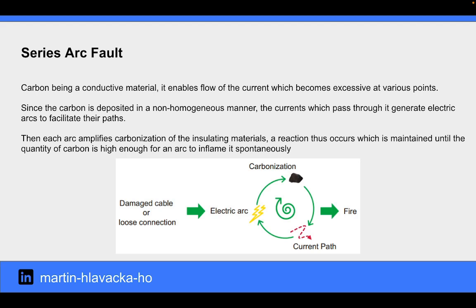Since carbon is deposited in a non-homogeneous way, the currents that pass through it generate electric arcs to facilitate its movement. Each arc then amplifies the carbonization of the insulating materials, so a reaction occurs that continues until the amount of carbon is high enough for an arc to spontaneously ignite.